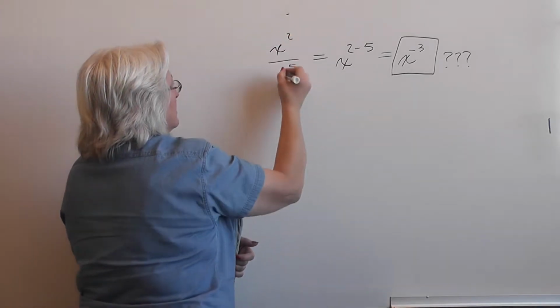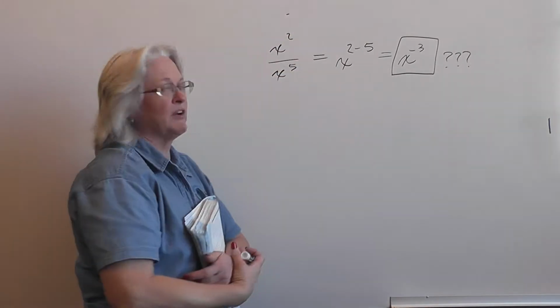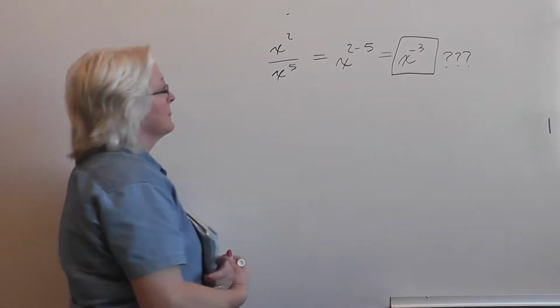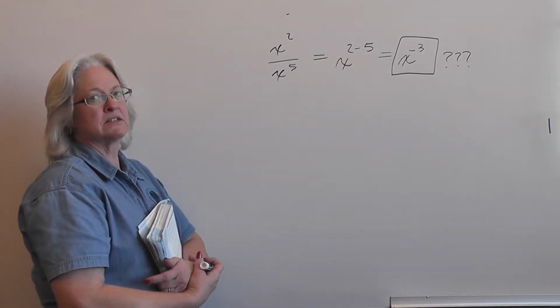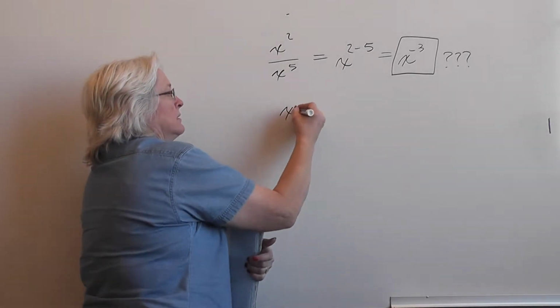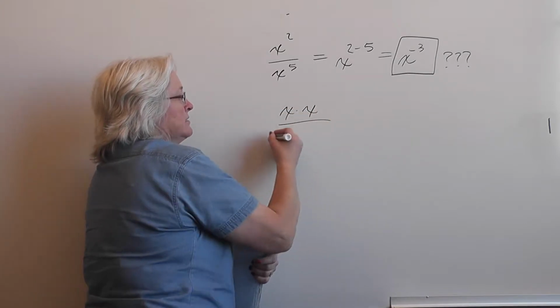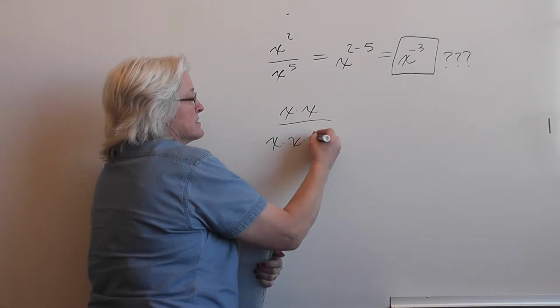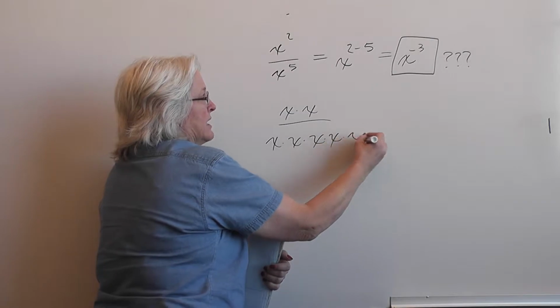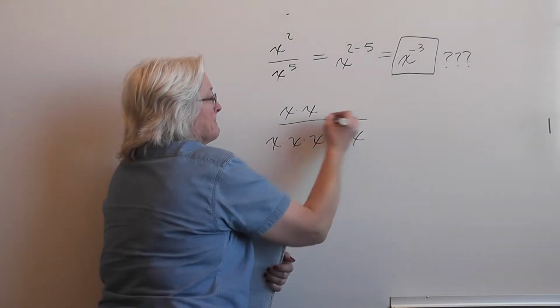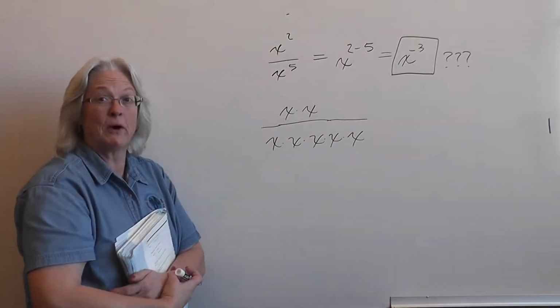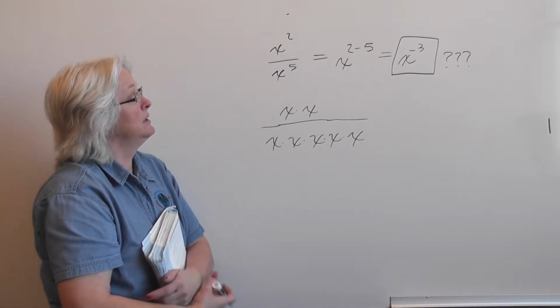X squared divided by x to the fifth. That says x times x divided by x times x times x times x times x. Everybody agree with that? Yeah?